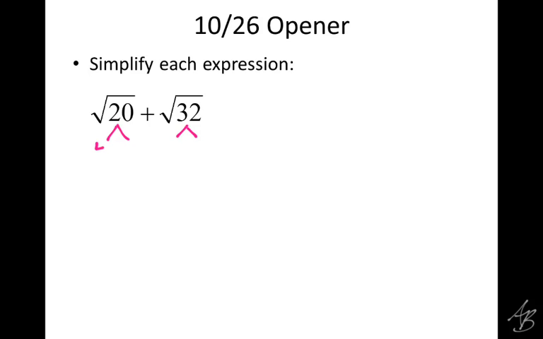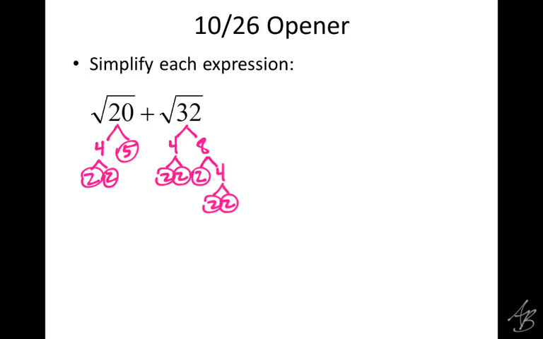All right, so what is the first step to simplifying something like this? Factor trees. All right, so 20 is 4 times 5, and then 4 is 2 times 2. And then we'll also factor the 32. We could do 4 times 8. Okay, now what?